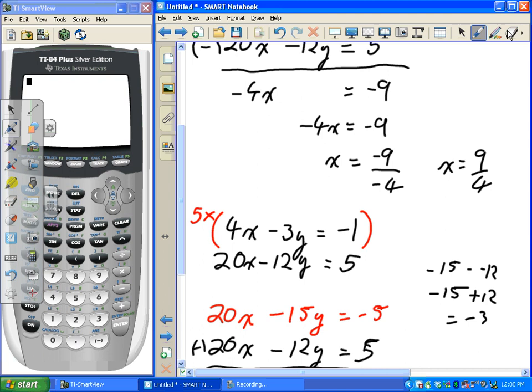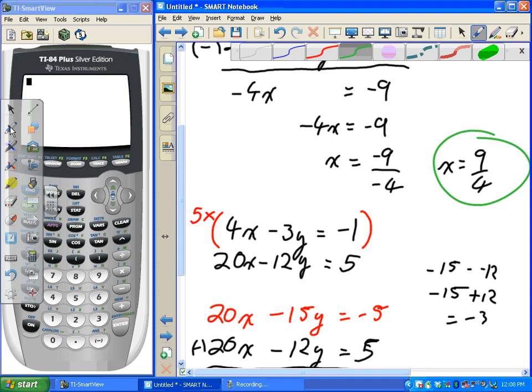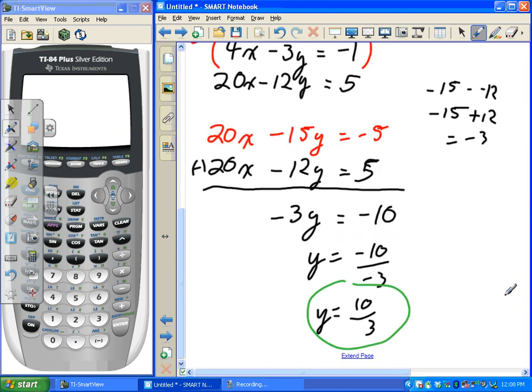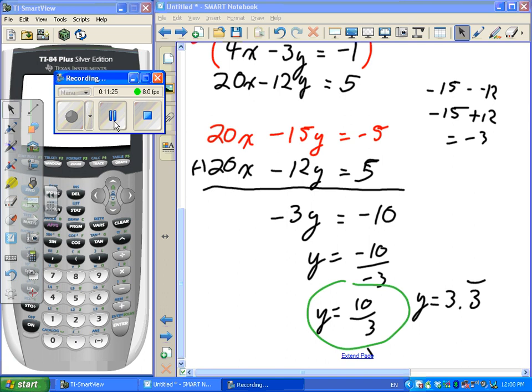9 over 4. Now, if you wanted to write this as a decimal so that it makes sense to you in case you needed to plot it, this answer here is 2.25. That's our x. And our y is 3.3 repeated. That is our y as a decimal. Okay? If you wrote it in decimal form or fraction form, both are fine. It didn't say you had to do one or the other. No, it's negative 10 divided by negative 3, and because they're both negatives, they become positive.